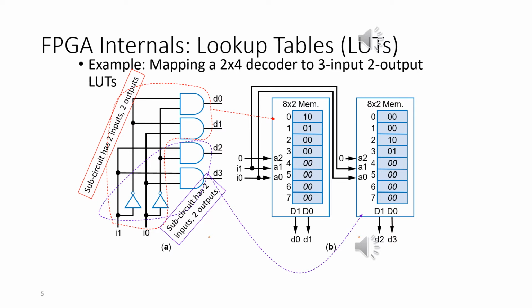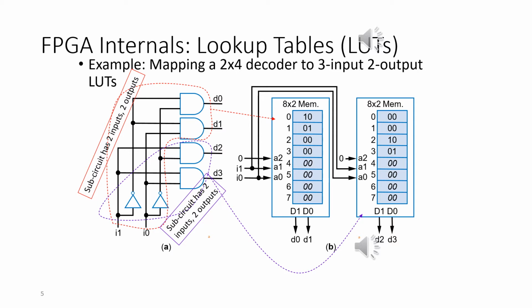You can see over here the most significant bit of both the address buses is given 0. That means we are utilizing the upper half of the truth table. So D0 is equal to 1 0, D1 is equal to 0 1, and when there is input at I1, we have 0 1, and D2 is 1 0, and D3 is 0 1 at place number 3. So this is how we implement the lookup table for the 2x4 decoder.